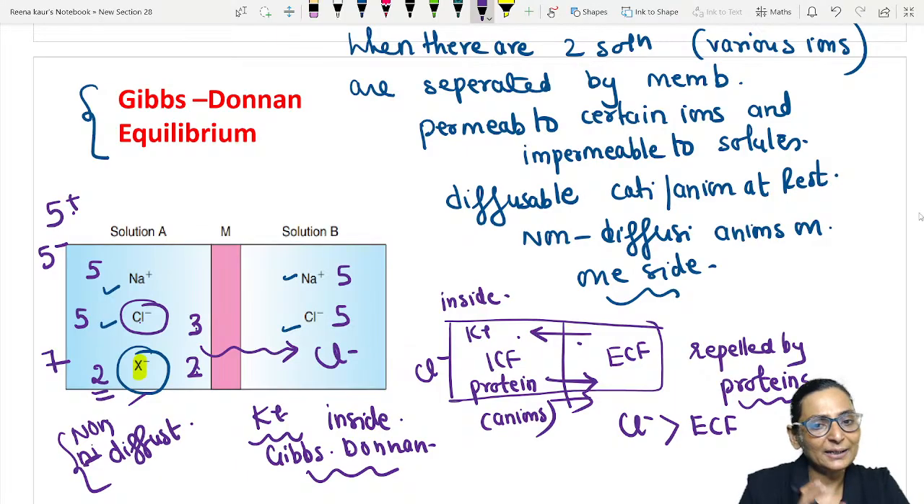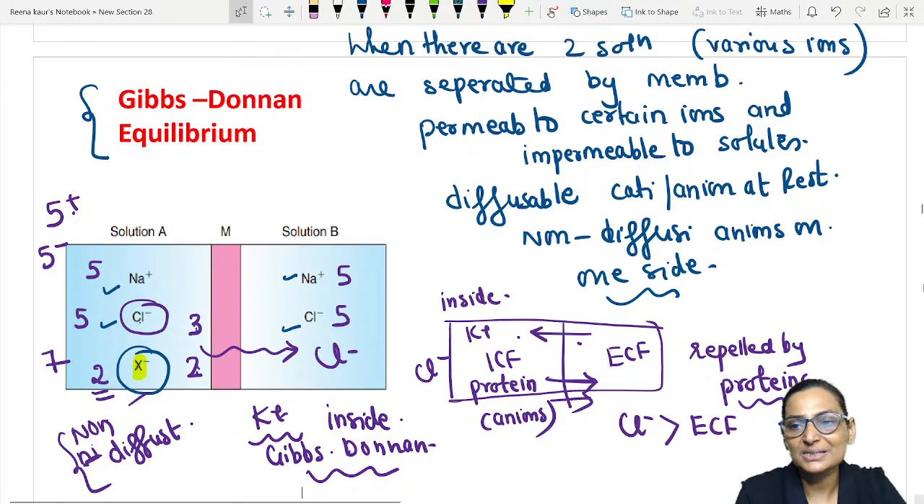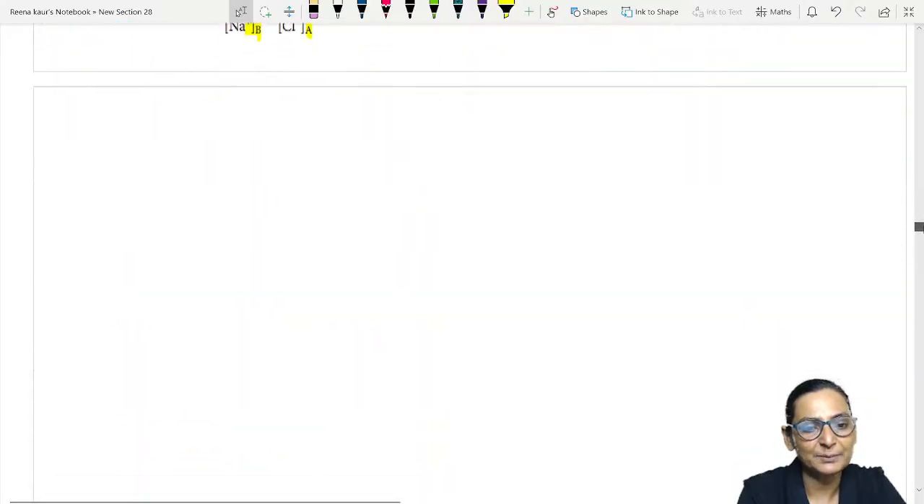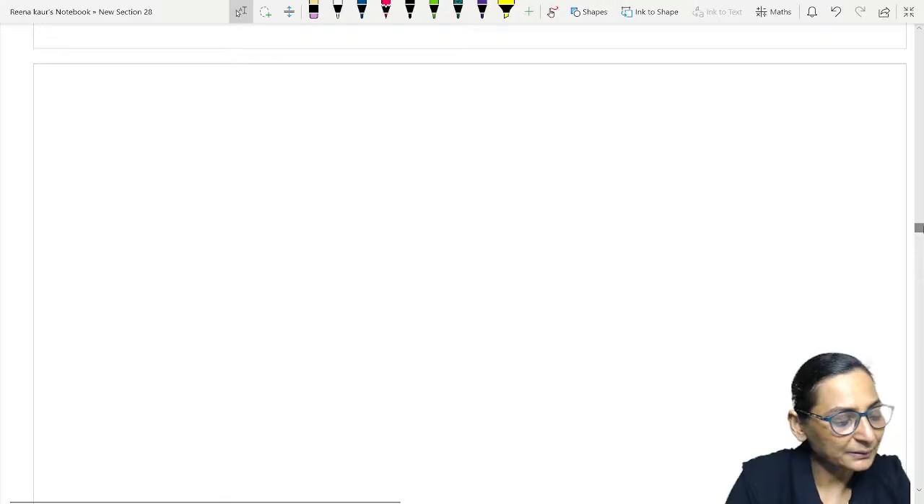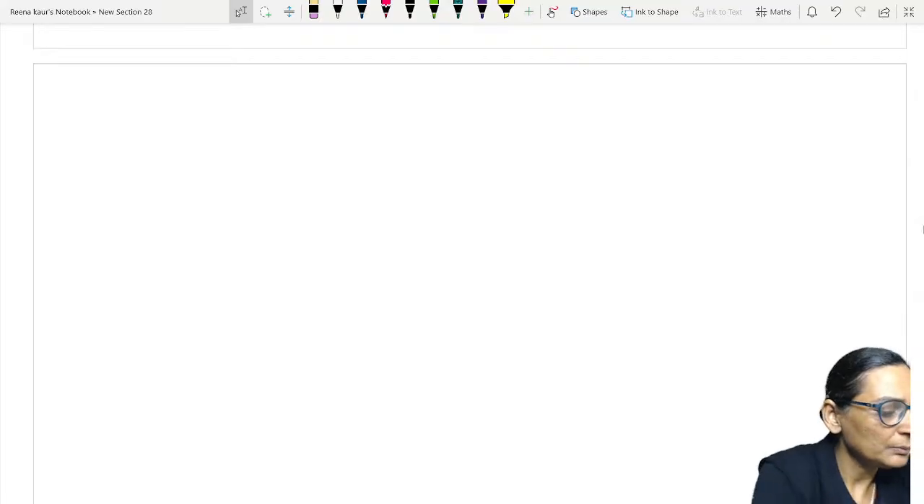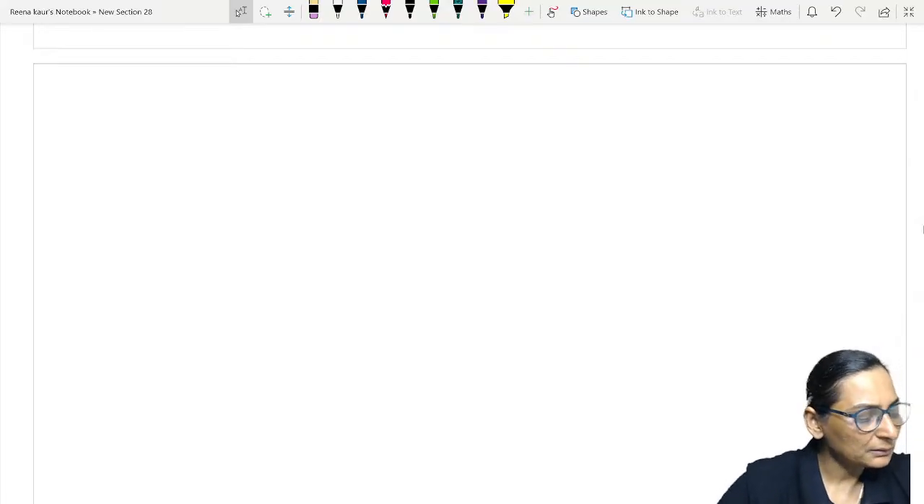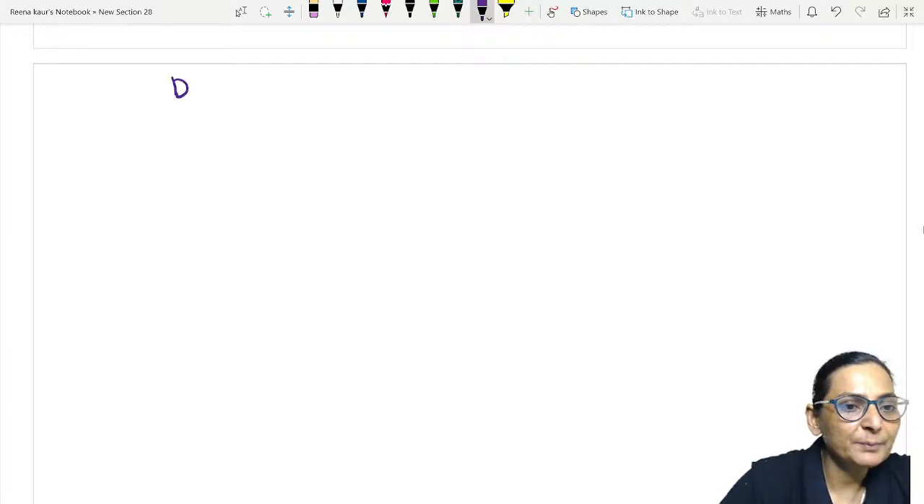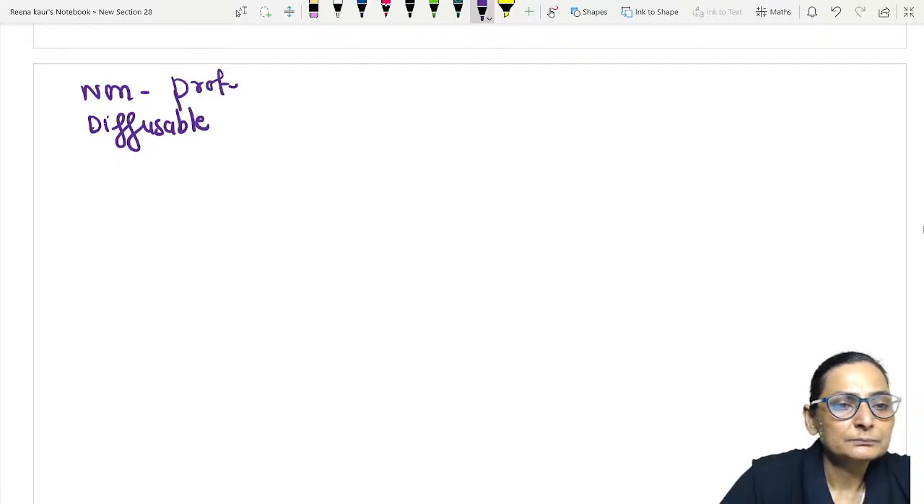So because of Gibbs-Donan equilibrium, the potassium concentration is more on the inside and the chloride concentration is more on the outside. This is one of the important factors of the Gibbs-Donan equilibrium, right? Now remember that in the body it plays an important role. How? Its significance is that we have non-diffusible proteins inside the cell.